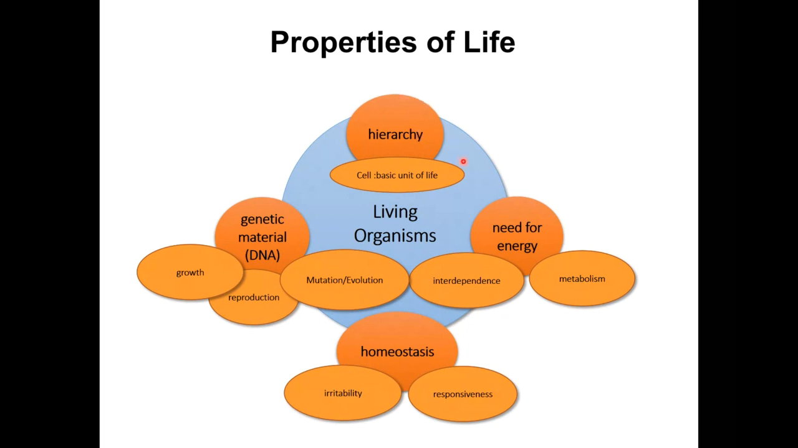So they all have hierarchy, which ultimately leads to the basic unit of life, which is the cell. And the cells also follow a similar hierarchy when it comes to forming organs, tissues, populations, and so on. All living organisms need energy. They need energy to survive, to sustain their metabolism, and this creates interdependence between producers and consumers, as we mentioned before.